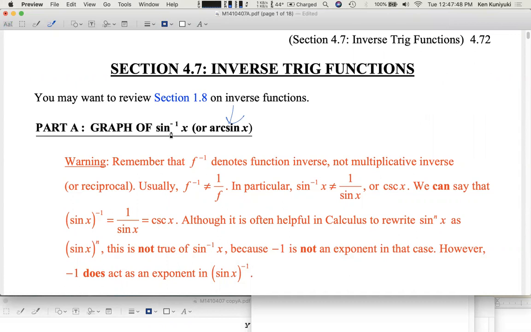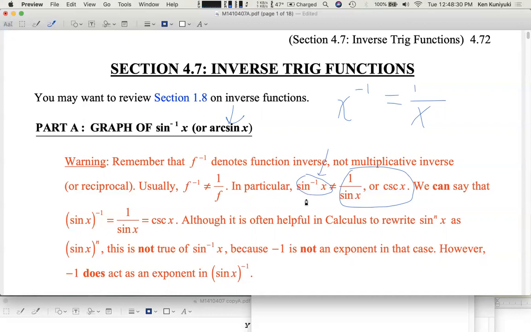The problem with this notation is that a lot of people think that inverse sine of x means 1 over sine of x, or cosecant of x. Now, 1 over sine of x is cosecant of x, as we saw before, but this here does not mean reciprocal. It means function inverse. That's confusing because we're used to thinking that x to the negative 1 is 1 over x. So when we see something like this, we think reciprocal, that the negative 1 is an exponent. But here, the negative 1 is not an exponent. It's just a superscript that indicates function inverse.